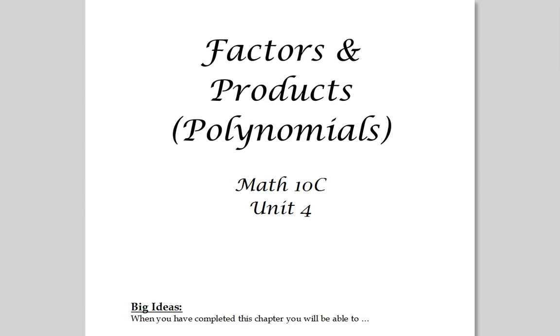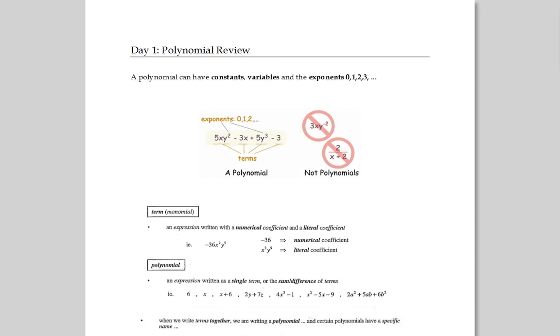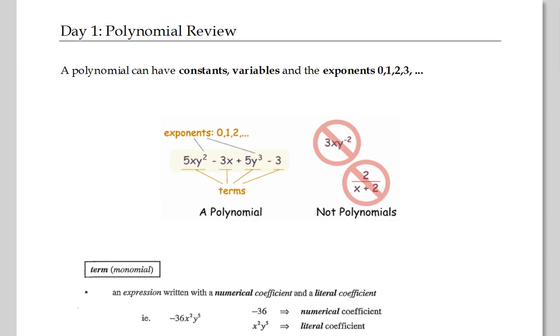Okay, the unit's called factors and products, but I just call it polynomials because that's what it is. It's just about the polynomials. So just a quick review. Polynomials have constants and variables and exponents. And the exponents have to be whole numbers. Okay? The exponents have to be whole numbers. You can jot that down.